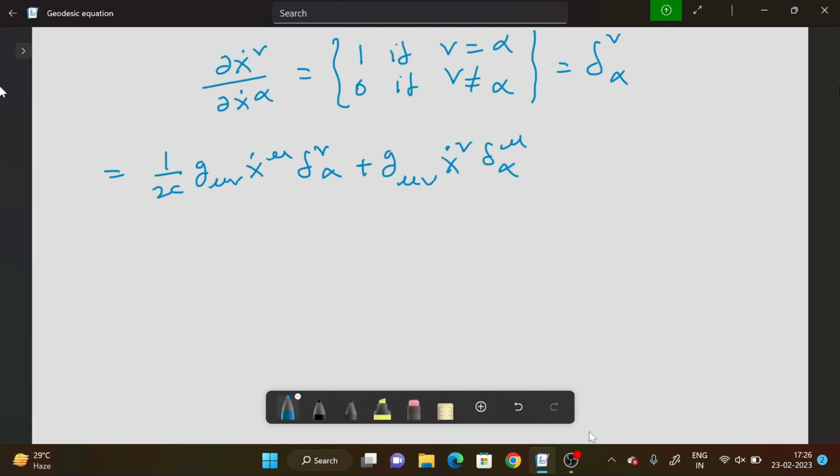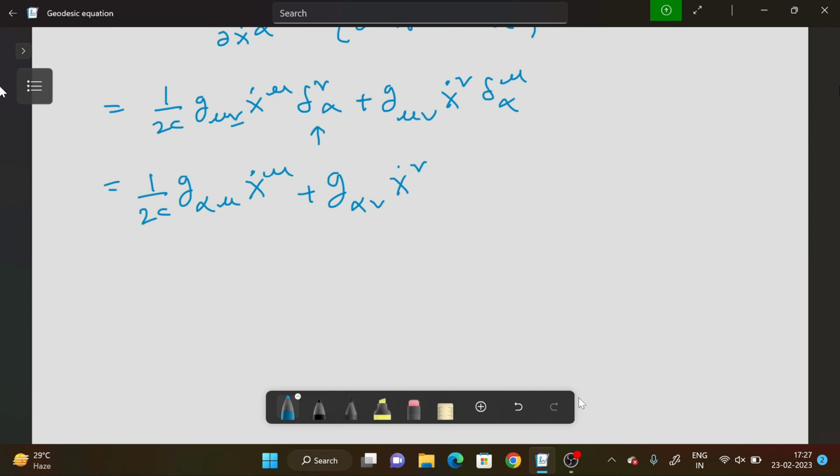Now there's one catch. This thing over here is going to be 1 if nu is equal to alpha. So all we gotta do is replace all the nu's with alpha. We have a nu over here. So this thing becomes 1 upon 2c times g alpha mu x dot mu plus g alpha nu x dot nu. Because here also we have mu and alpha, and this thing is going to be 1 if mu is equal to alpha. So all you got to do is replace all the mu with alphas.